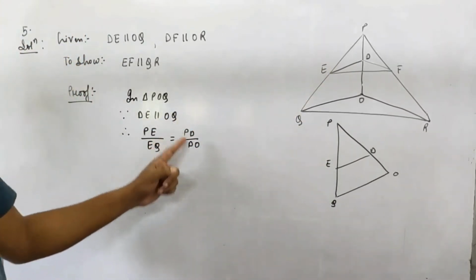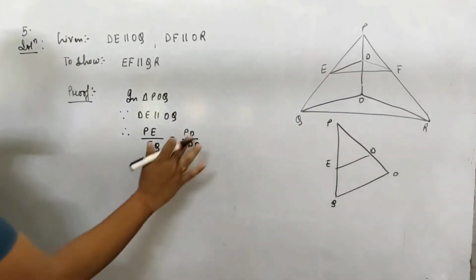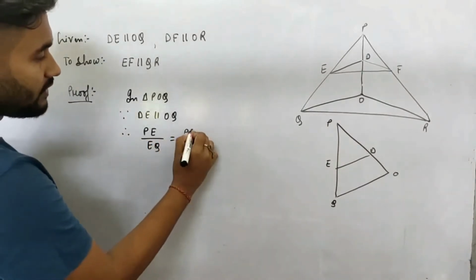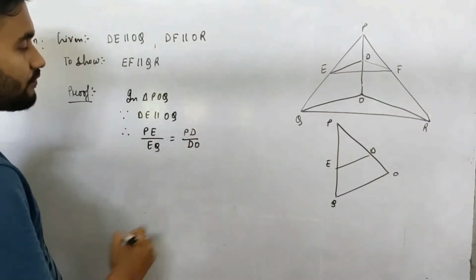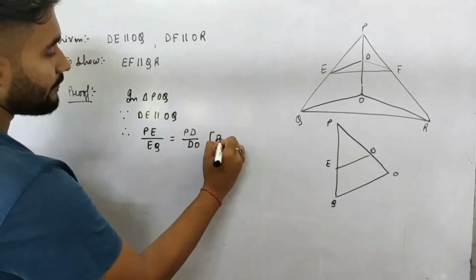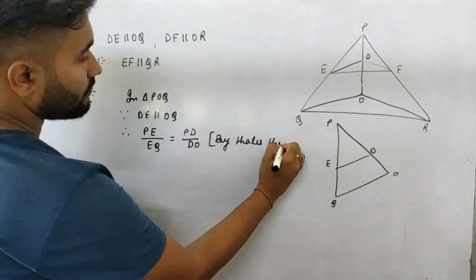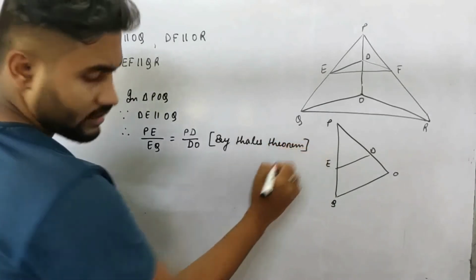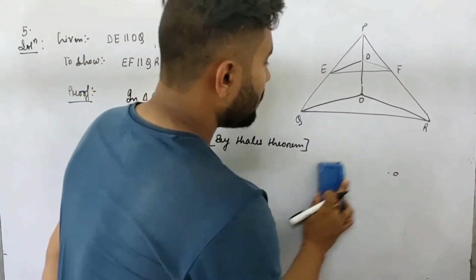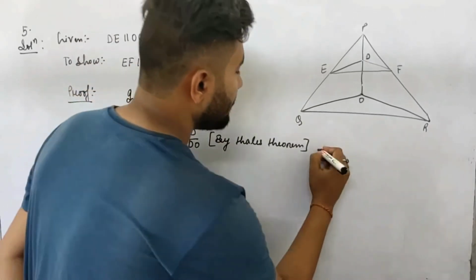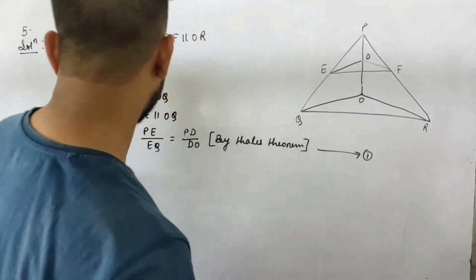Try to find it over here only. PE by EQ will be what? PD by DO. Okay, this is DO. PD by DO. So over here you write, by Thales theorem. Clear? Now give this as what? Same way, give this as equation 1.